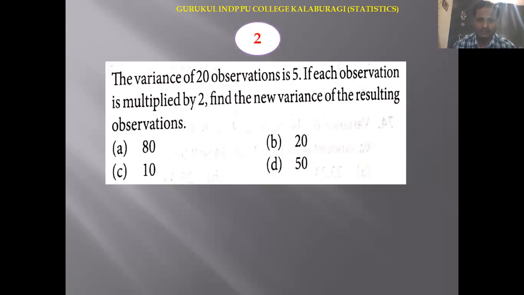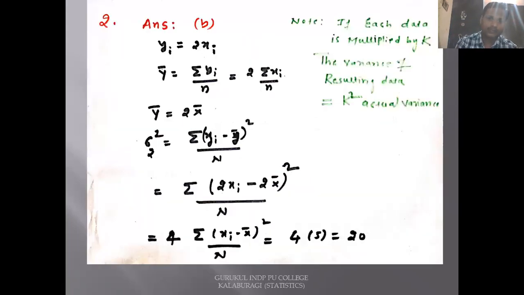This we also studied in the notes. If we multiply each and every data value by a constant k, then the new variance will be k square times the given variance. Here k is 2. So if we multiply each data by 2, then the new variance will be 2 square times the given variance. What is the given variance? It is 5. So 2 square is 4, and 4 into 5 is 20. So 20 will be the right answer.